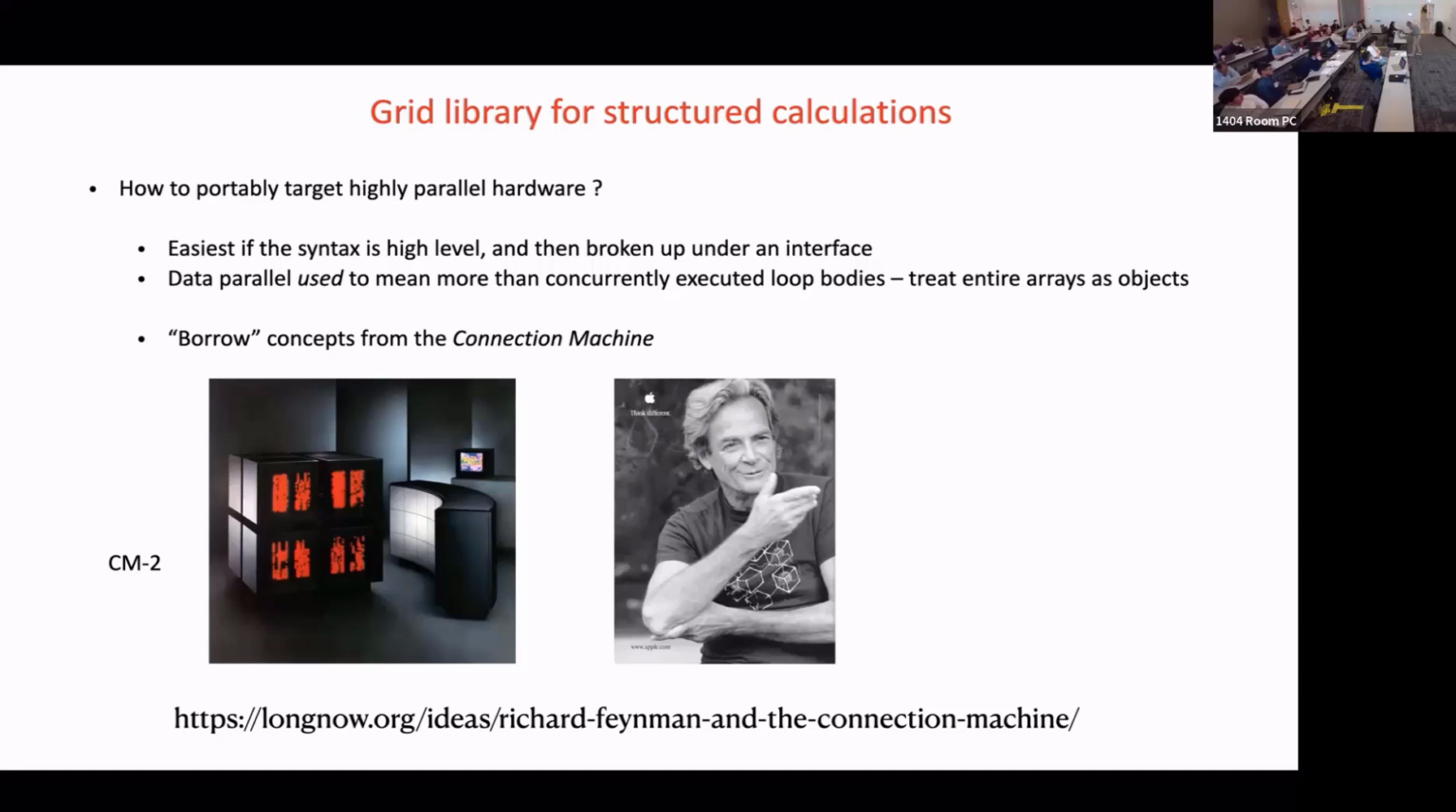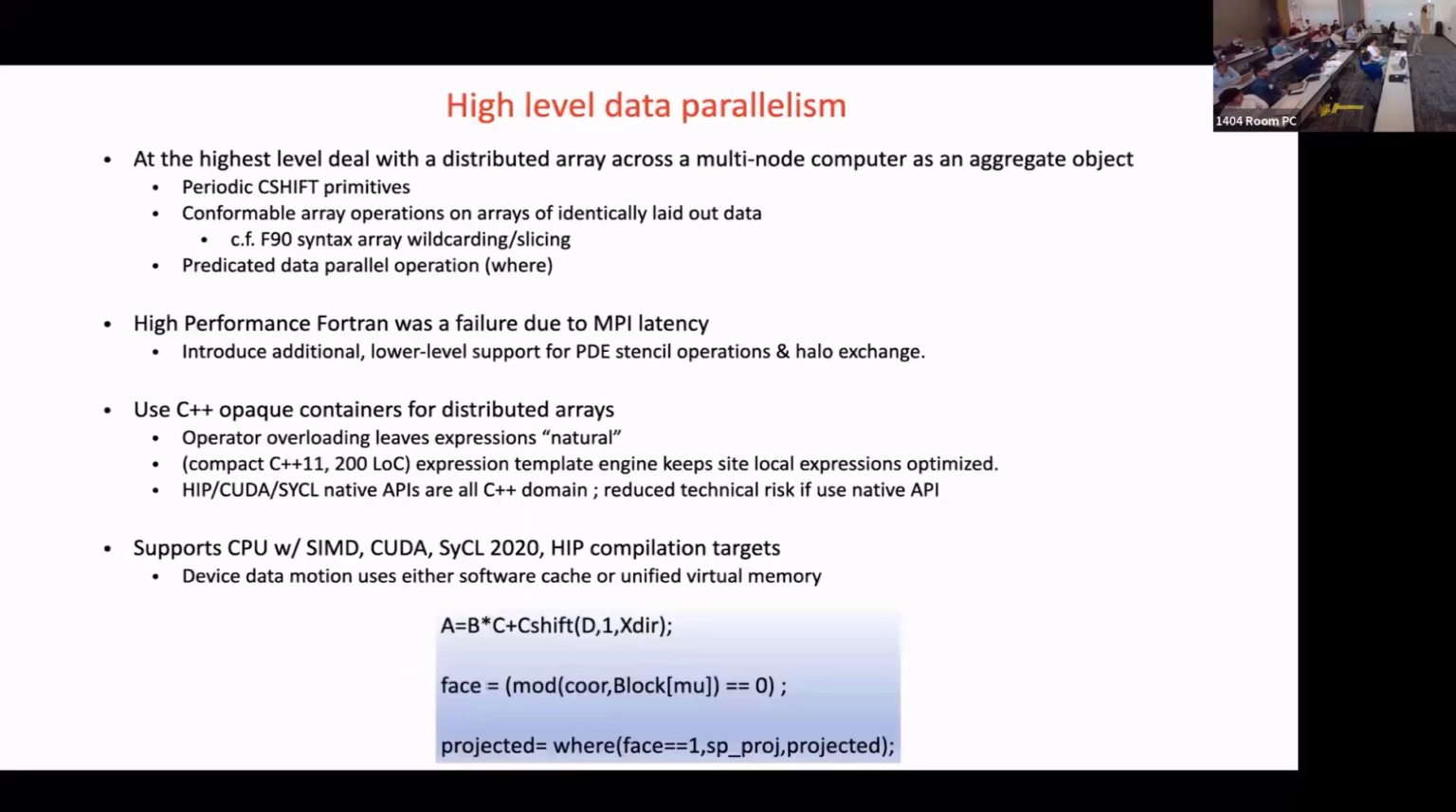Okay, so I borrowed concepts from the Connection Machine. I've got a link to a wonderful essay about Feynman's role by Danny Hillis, who's also a famous computer scientist. So we deal with high-level data parallelism. We treat a distributed array in the programming interface that's spread across a multi-node computer as a single aggregate object, essentially. You can do linear combinations on them, multiply by an operator, whatever, but the programmer just sees this as a single object and deals with it in a natural way.